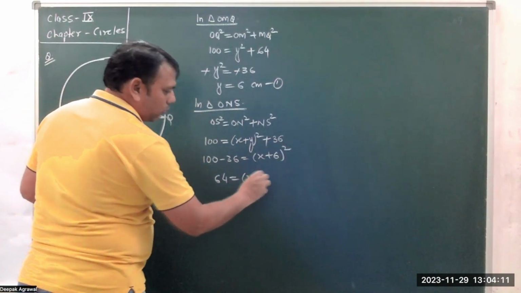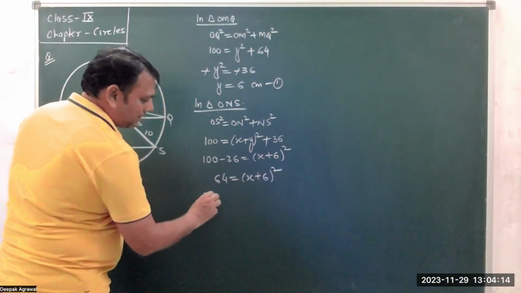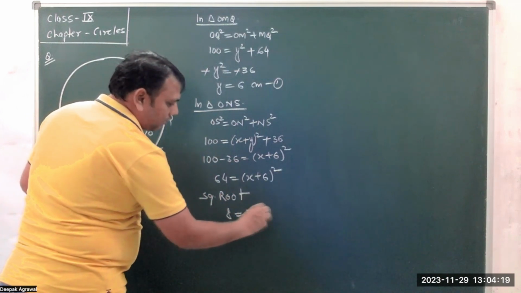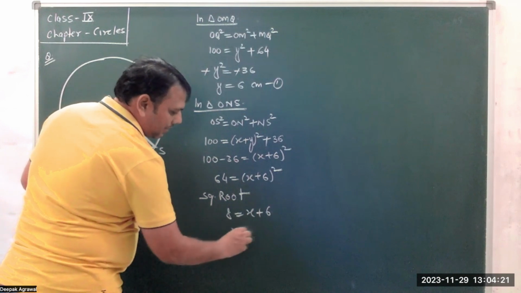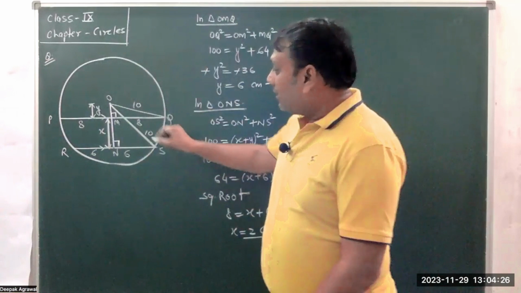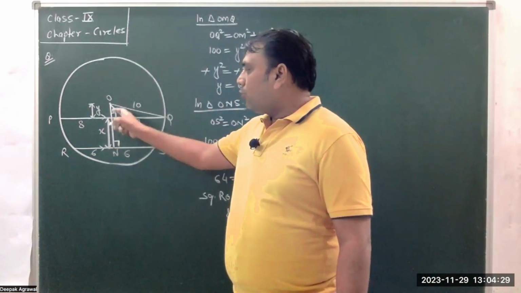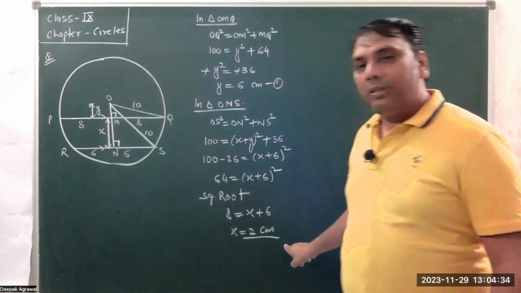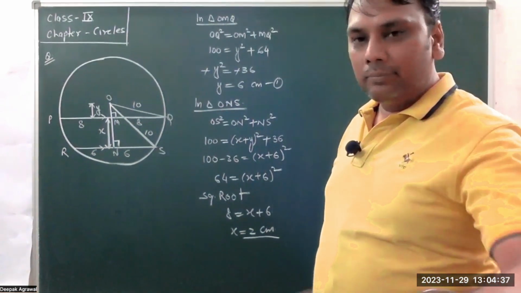64 is equals to (x plus 6) whole square. Let us take square root on both the sides. So 8 is equals to x plus 6. So x is coming as 2 centimeter. So what is the distance between the two parallel chords? The distance between two parallel chords is x, and x is coming as 2 centimeter. So the distance between the chords is 2 centimeter.